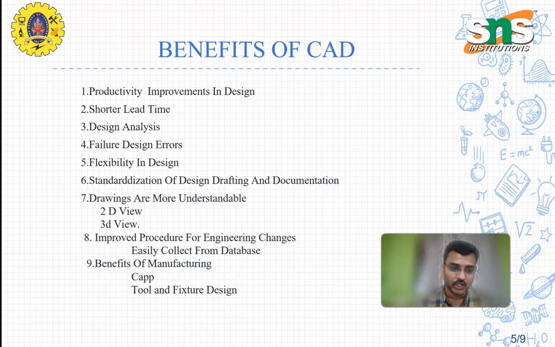Flexibility in design: whenever we require, we can do it in a flexible way. Standardization of design, drafting and documentation, where you can give it as a 2D drawing and also a 3D drawing, and improved procedure for engineering changes. And benefits for manufacturing, like CAPP, computer aided process planning, is one of the tools mainly used in CAD. It is mainly used to make the process plan very effectively, and also for the tool and fixture design, where we go for the CAM machine. This tool and fixture is considered very important in designing a product.